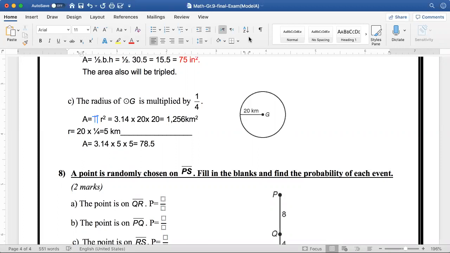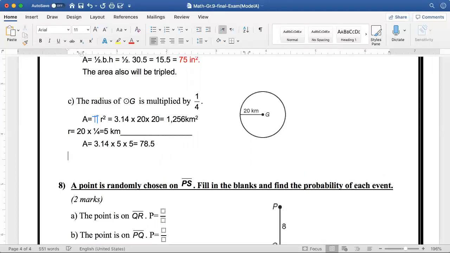So what is the relation between 1/4 and 16? What is the relation between 4 and 16? 4 multiplied by 4 is 16. So 4 squared is 16. So what happened when the radius is multiplied by 1/4? The area is multiplied by 1/4 squared.